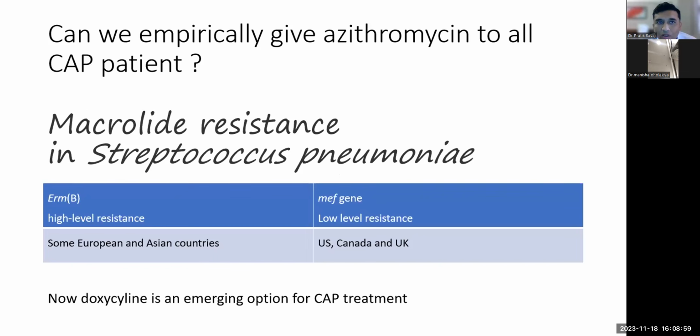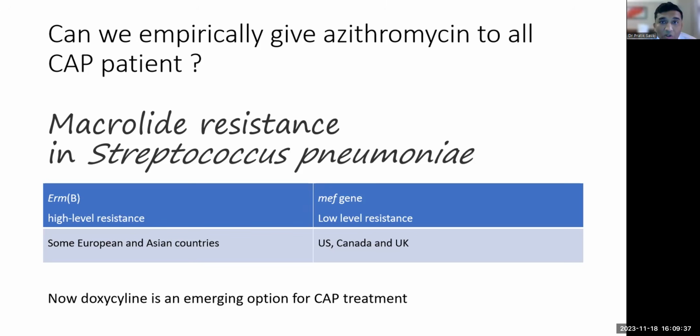Okay, so the question many intensivists and many doctors ask is, can we give azithromycin to all the CAP patients, and what does the data regarding resistance say? The important thing to remember is that there are two mechanisms of resistance in strep pneumoniae. One is erm B related, which is high level resistance, and the second is mef gene related, which is low level resistance. So erm B related resistance is not good because we can't use azithromycin. It is majorly seen in European and Asian countries.